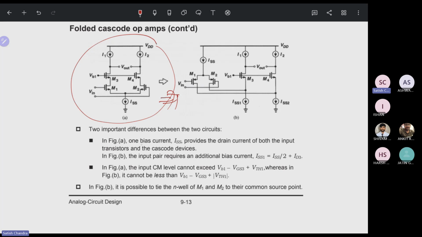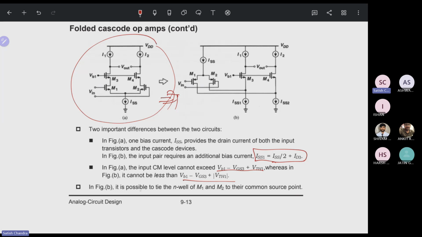In figure A, one bias current ISS provides the drain current of both the input transistor and the cascode device. In figure B, the input pair requires an additional bias current, that is this one. That is the basic difference between these two circuits. And in figure A, the input common-mode level cannot be exceeded above this value, whereas in figure B, it cannot be less than this value.